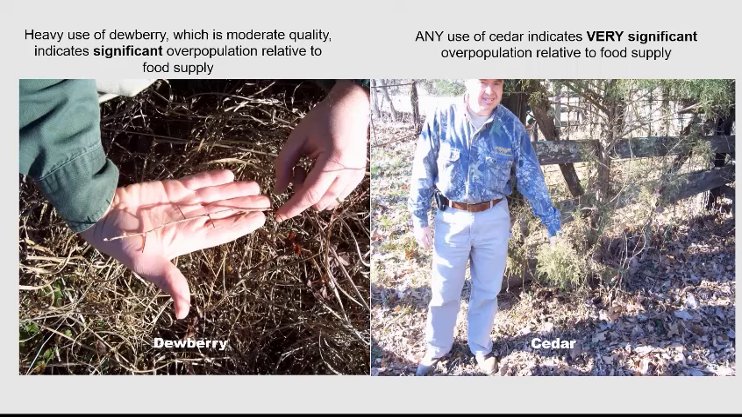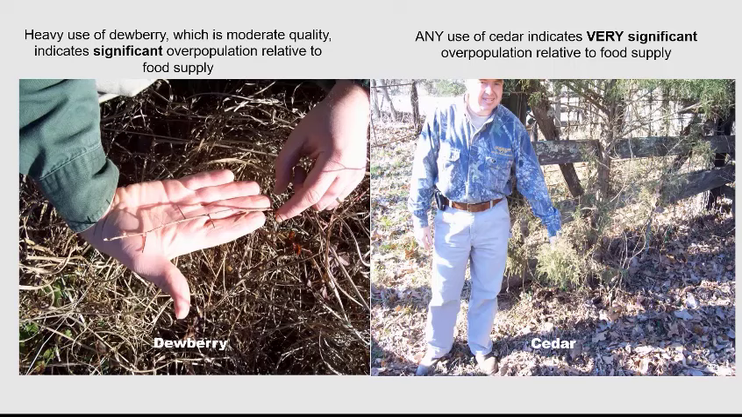Here's another example of dewberry in an overpopulated deer population. Dewberry is a moderate to high quality vine. And if you see this heavy use, in other words, all of the leaves have been bitten off of that dewberry plant, that suggests that there are way too many deer. If you see a cedar tree being eaten, oh my goodness, you have a major, major problem.